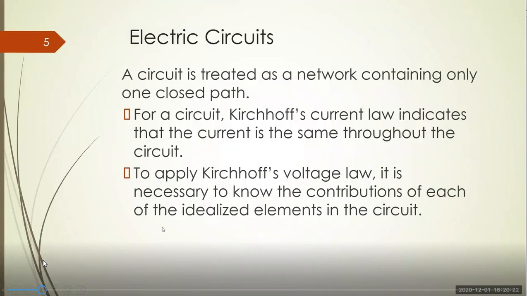A circuit is treated as a network containing only one closed path. So for a circuit, the Kirchhoff's current law indicates that the current is the same throughout the circuit. And then to apply the Kirchhoff's voltage law, it is necessary to know the contributions of each of the elements. So what are those elements?